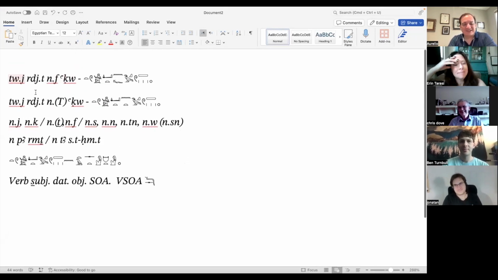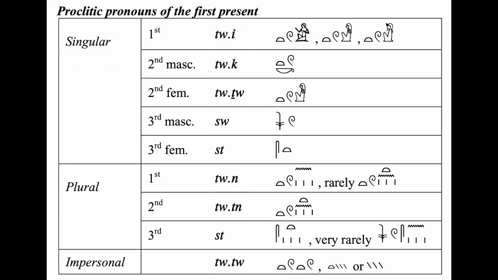Well, then to close out the first present, can somebody give me the other versions real quick instead of tui? The proper sequence here is tui, then tuk and tu, formerly tuch and tut, but the final T has fallen off. So tu for the second feminine in the way it's pronounced and often spelled. Then it's su and set for he and she, third person singular, plural tun, second plural tutin, and then finally set normally for the third person plural they.